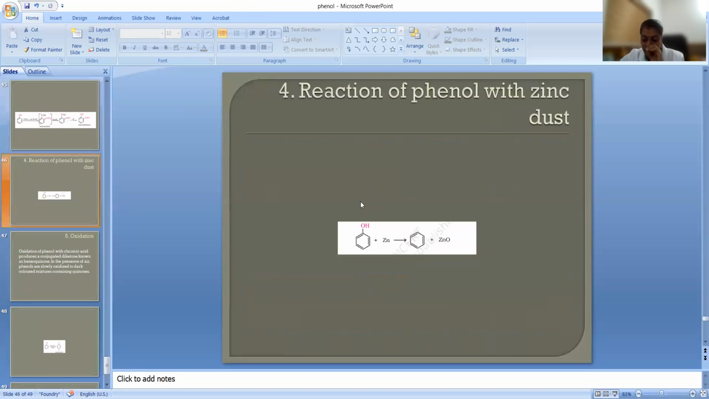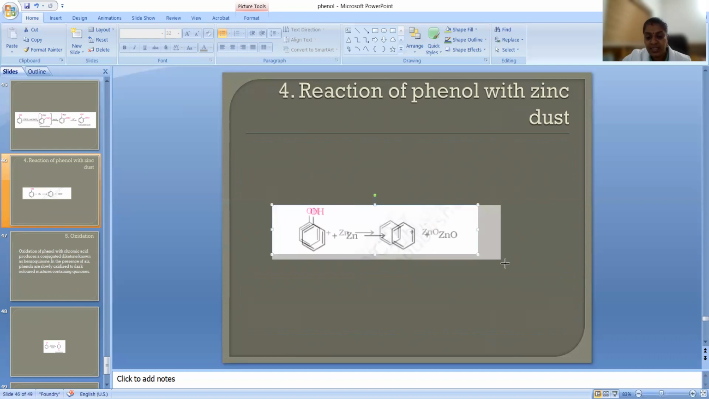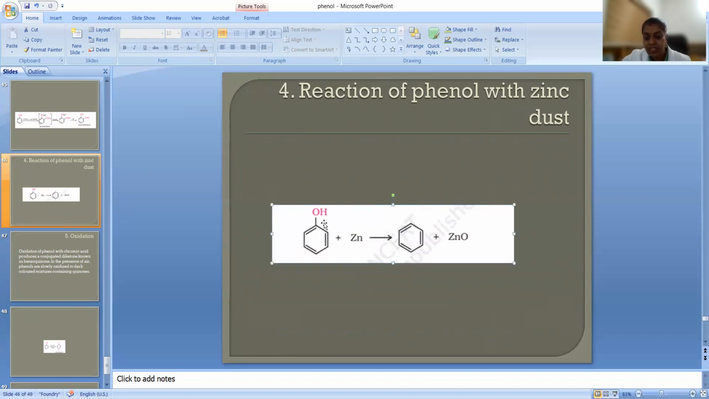Now, I said there will be C-O bond breaking in one reaction, that is the reaction with zinc. When it reacts with zinc, you will get benzene and zinc oxide. A very, very important reaction, the reaction of phenol with zinc dust. Here the C-O bond is breaking, and we will get benzene. Preparation of benzene from phenol: react with zinc powder, and we get benzene and zinc oxide.